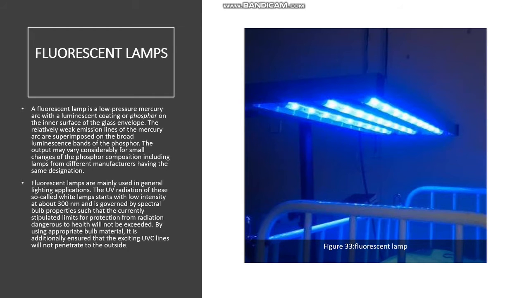Fluorescent lamps. A fluorescent lamp is a low-pressure mercury arc with a luminescent coating or phosphor on the inner surface of the glass envelope. The relatively weak emission lines of the mercury arc are superimposed on the broad luminescence band of the phosphor. Fluorescent lamps are mainly used in general lighting applications.